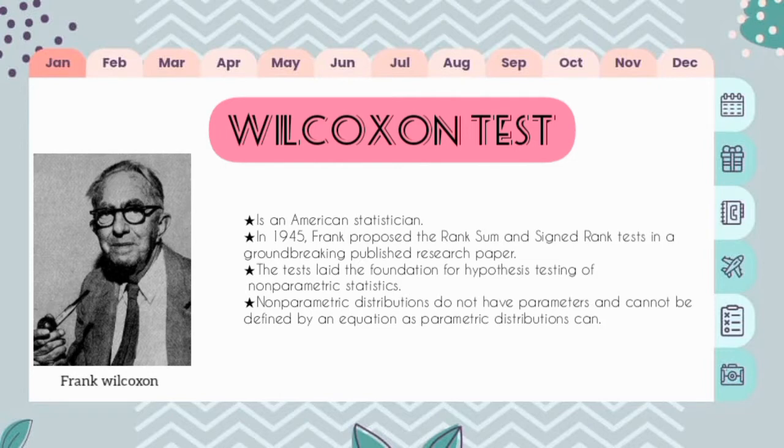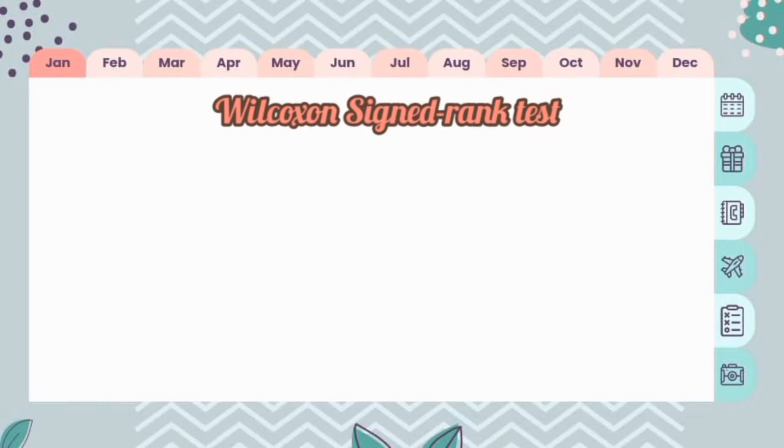The test laid the foundation for hypothesis testing of non-parametric statistics, which are used for population data that can be ranked but do not have numerical values, such as customer satisfaction or music reviews. Non-parametric distributions do not have parameters and cannot be defined by an equation as parametric distributions can. Our main focus is the signed rank test.